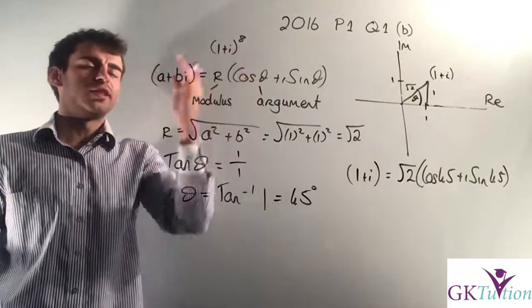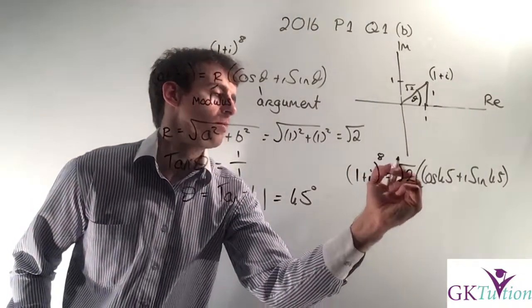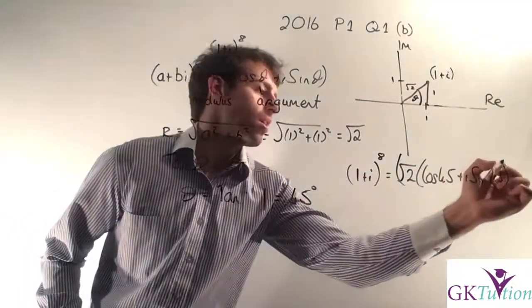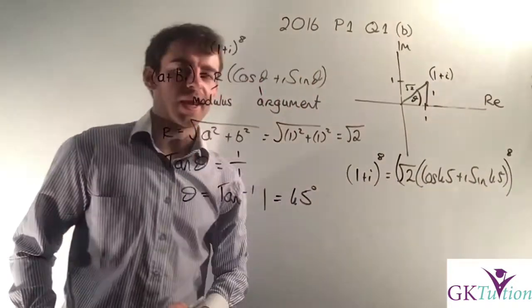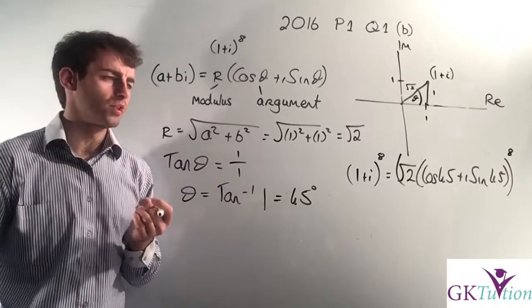And now let's draw our attention to the power. So on the next line now, we're going to apply our De Moivre's theorem. So I want to get 1 plus i to the power of 8, which means that I want to get all of this to the power of 8. Now be aware that your De Moivre's theorem is in your log tables.